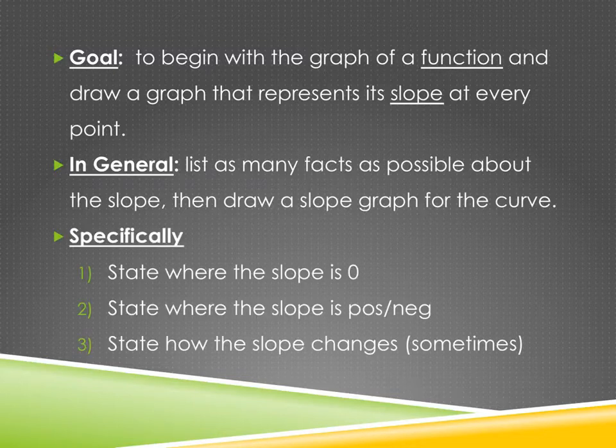Specifically, we're going to look at the graph and state where the slope is 0. Definitely going to do that step. Sometimes it's never 0. Step 2, we're going to state where the slope is positive and or negative. Definitely going to do step 2. And we're going to sometimes do step 3. Step 3 says to state how the slope changes.